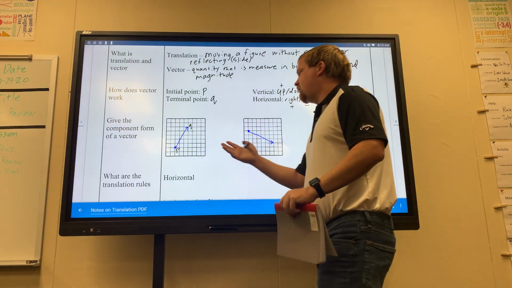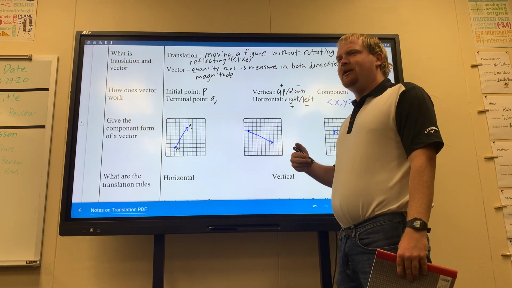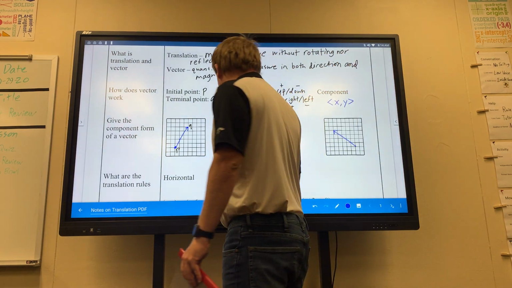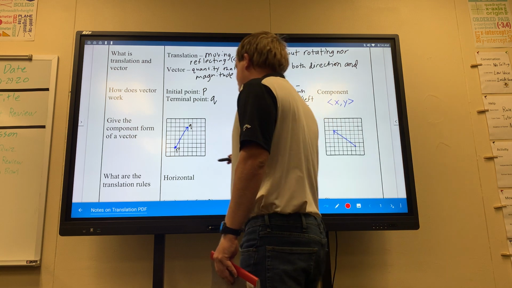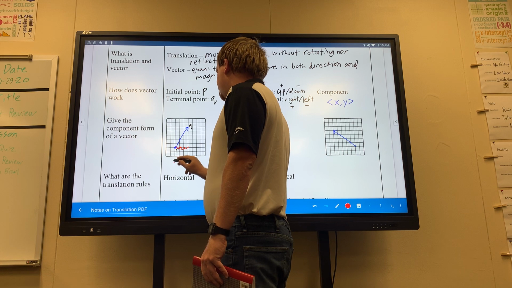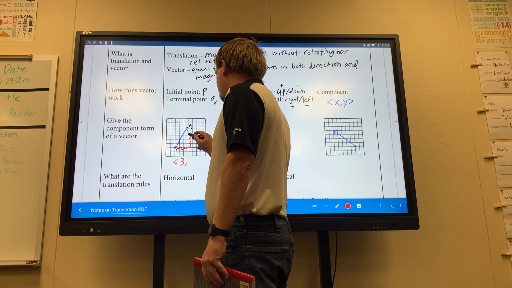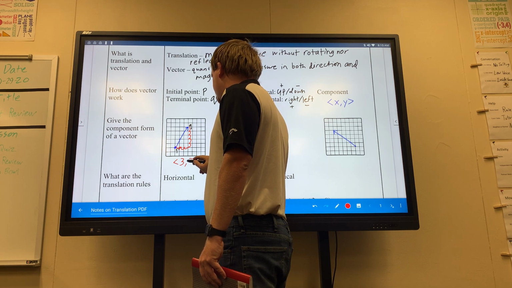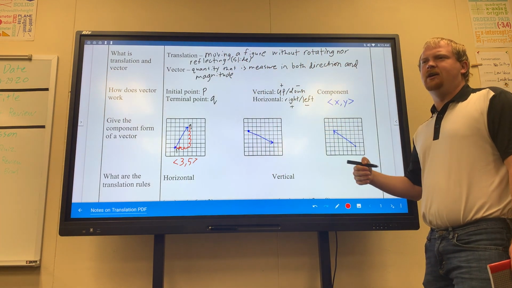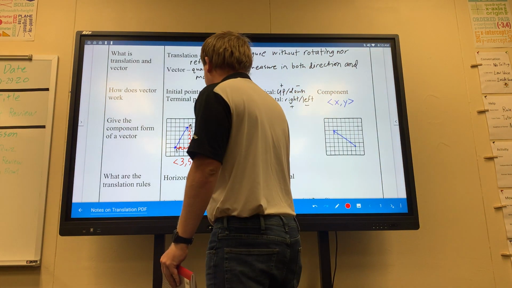So, for example, if I want to look at this vector real quick, I've got to figure out how many units are going right and how many units are going up. I've got to figure out the direction of it. So if I go 1, 2, 3, my first value x is going to be 3. If I go up, 1, 2, 3, 4, 5. So my vector is 3 comma 5. It's going 3 to the right, 5 up. Simple as that. That's all you've got to do to find the vector.